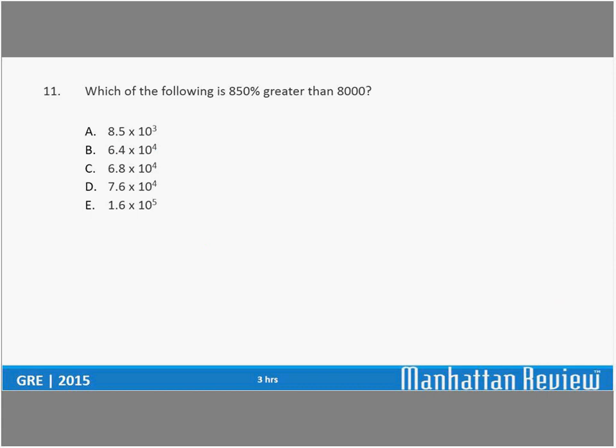Now this question. Which of the following is 850% greater than 8,000? Tell me, before entering into this, I'll give you a note. There are a few things that work parallelly. Tell me which value is 10% greater than 20.